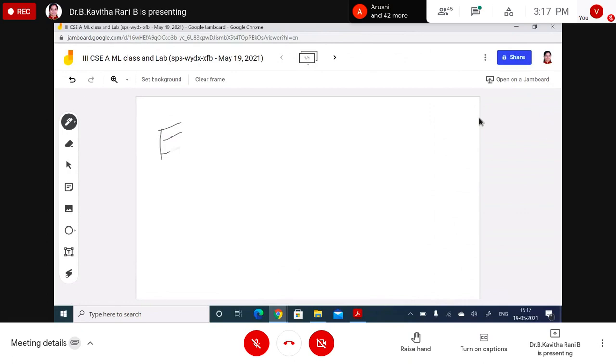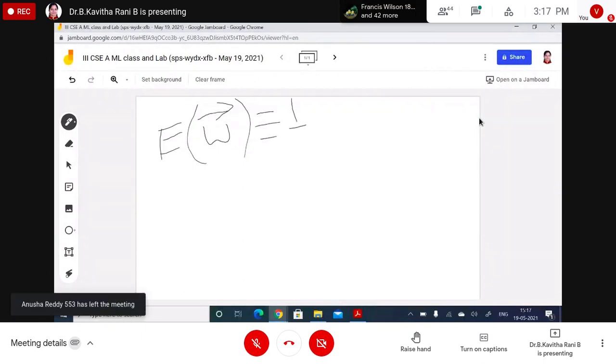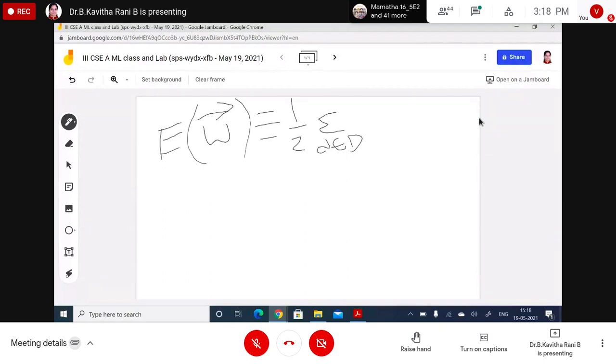That is E of W vector, equivalent to half of sigma d belongs to capital D. Small d is a single instance in the data set, one training example of the data set. Capital D is the total data set. So d belongs to D means one particular training example belonging to the total data set. Half of sigma d belongs to D, sigma k belongs to outputs, of t_kd minus o_kd. This is our actual formula which we have used in back propagation.